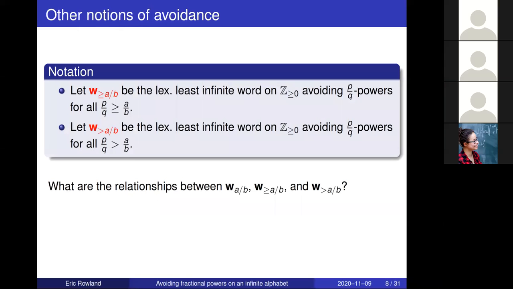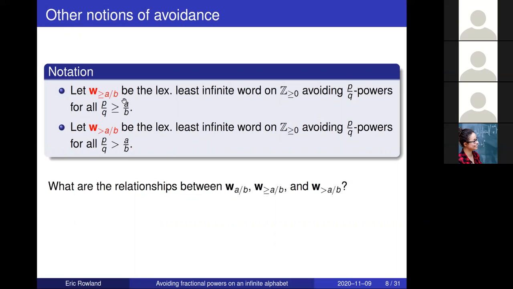At this point, I want to talk about some other notions of avoidance. In combinatorics on words, it's not as typical to look at the notion of avoidance that we're using here, where we're just interested in avoiding a over b powers. It's been more common to be interested in avoiding a over b and all powers greater than a over b at the same time. And so we can certainly look at those, right?